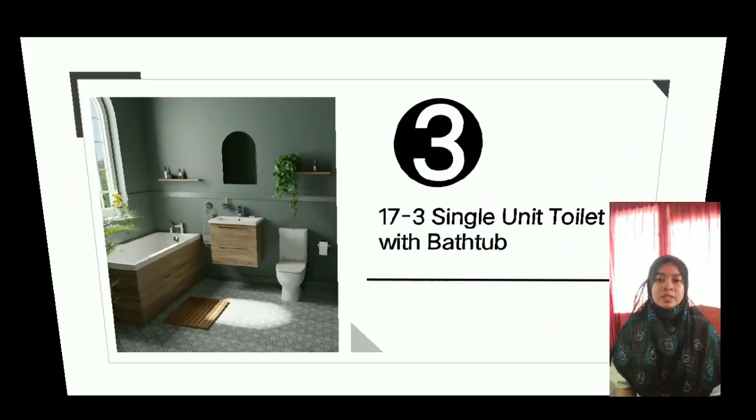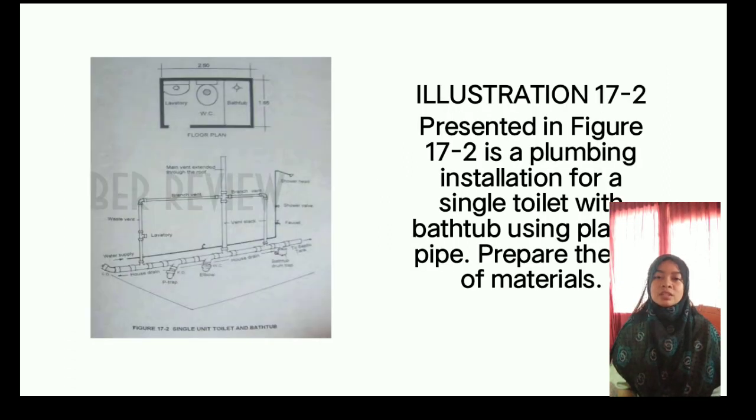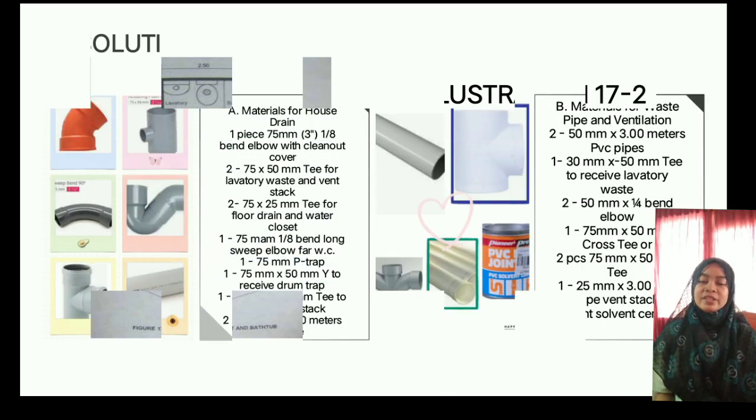Now let's proceed to 17.3, which is the single unit toilet and bathtub. There is the illustration 17.3. As presented in Figure 17.2, there is a plumbing installation for a single toilet with bathtub using plastic pipe, and prepare the bill of materials. So there is the solution.